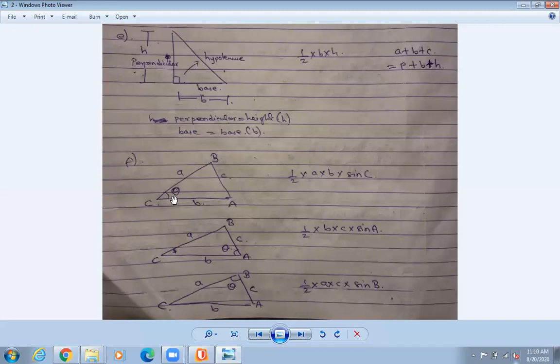Here we focus on theta, the angle. Where is it present? It is present in C. So we write sin C. If C is there, what is not there? A and B are not there. So what will be the formula? Half into A into B into sin C.